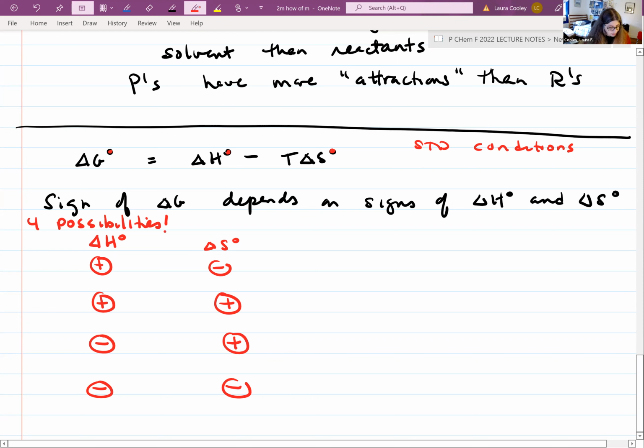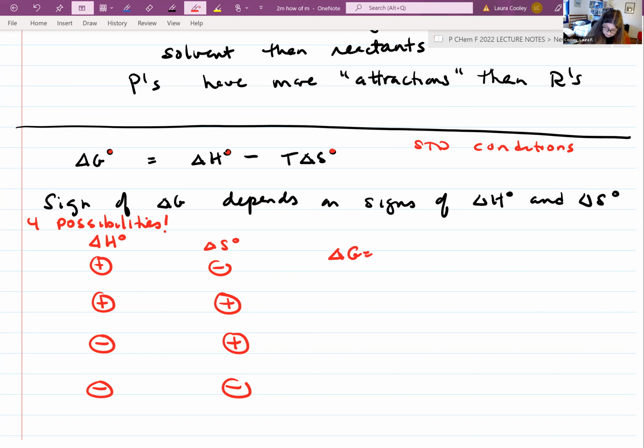Okay, and there's only 4 possibilities. Now, if delta G is delta H minus T delta S, let's look at that. So let's consider the sign here.